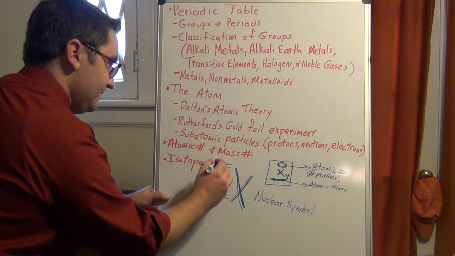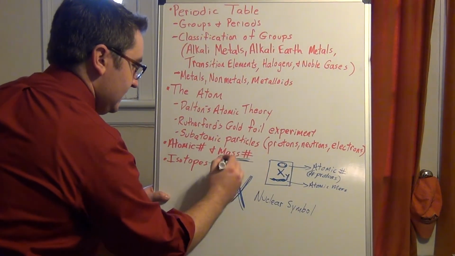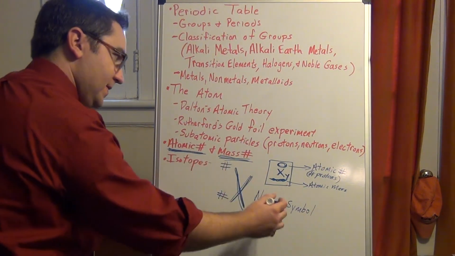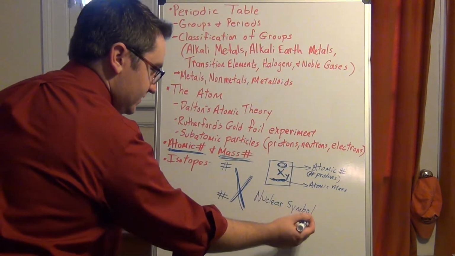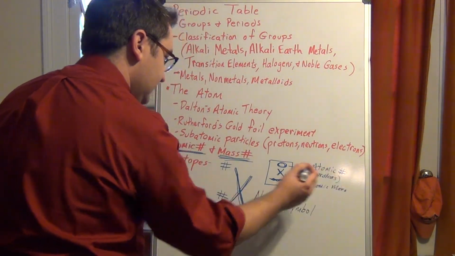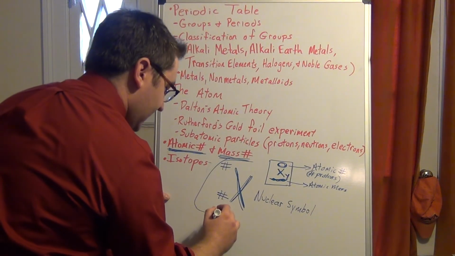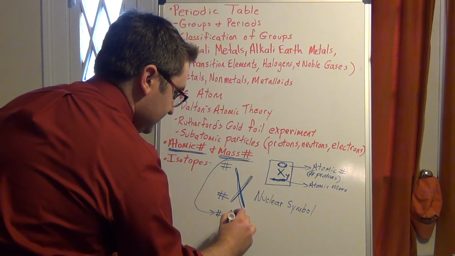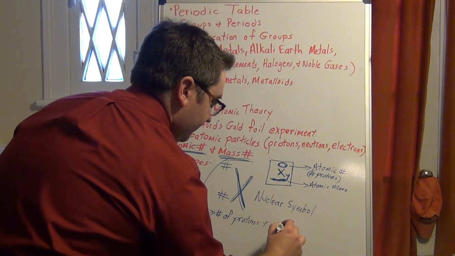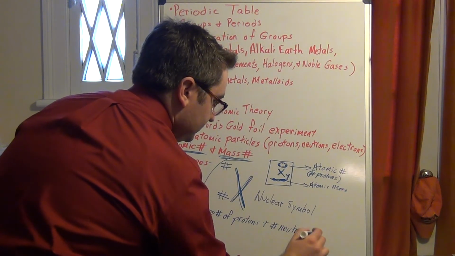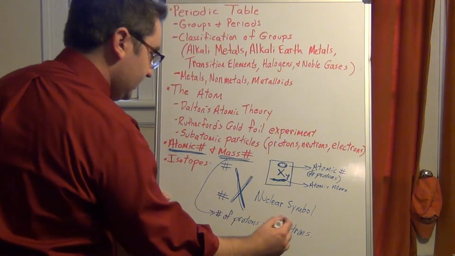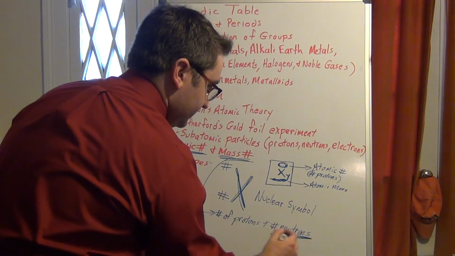The top number is going to be your mass number, and the bottom number is going to be your atomic number. So in the periodic table, the atomic number is on the top, but in the nuclear symbol, your atomic number is on the bottom. The atomic number will still represent the number of protons. However, the mass number is going to represent the number of protons plus the number of neutrons. Your isotopes will contain the same number of protons and electrons. They will only differ by the number of neutrons.